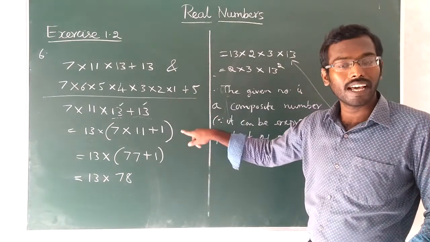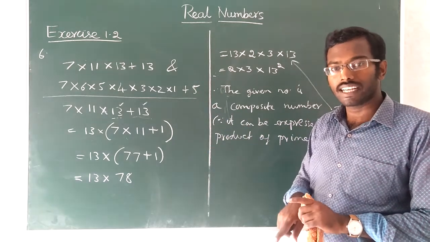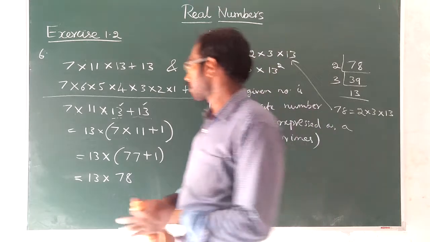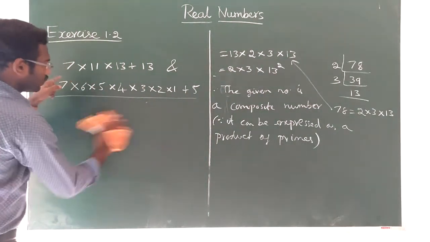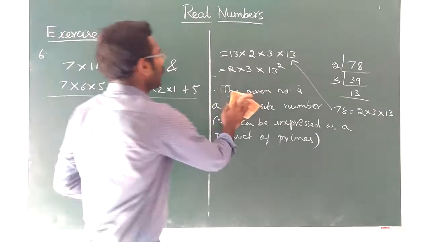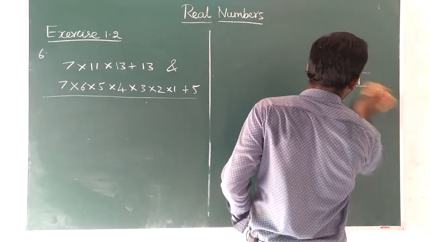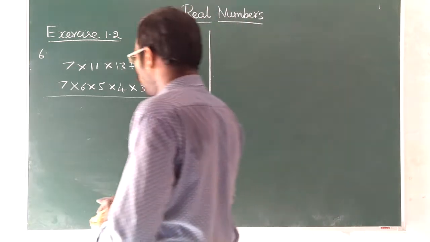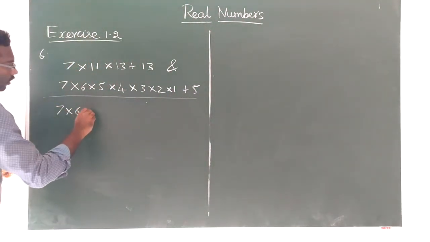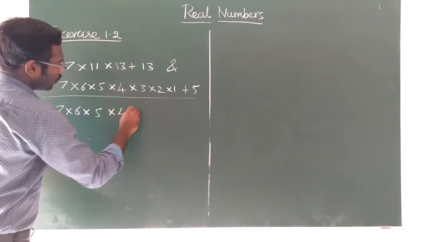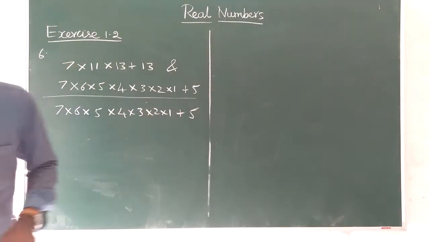Understood? In the same manner, we can do the next sum also. Okay. Shall we do the next sum? Next sum is another one. Okay. So we will do that. Now this one. What is that? 7 into 6 into 5 into 4 into 3 into 2 into 1 plus 5. Isn't it? Is that the question?